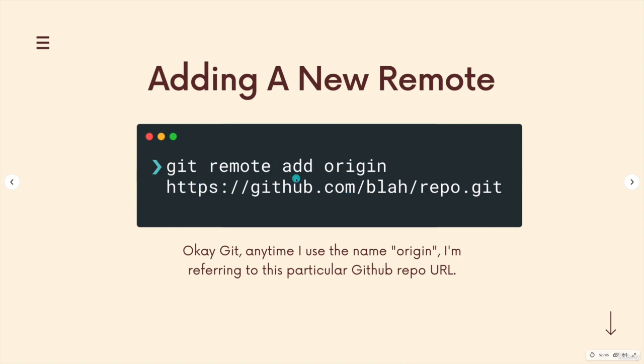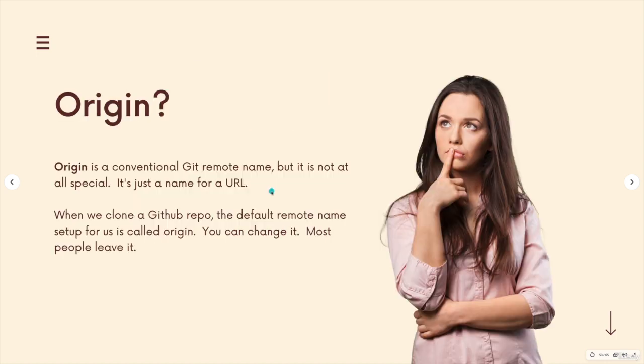So git remote add origin and then some GitHub URL for a GitHub repo that we've created is telling Git, hey, here's a URL. I'm going to call it origin. You remember that. Anytime I refer to origin, I'm talking about this URL. So the term origin is just a conventional Git remote name, but it's not special in any way, no magical powers. It doesn't have any secret abilities. It's just a name for a URL.